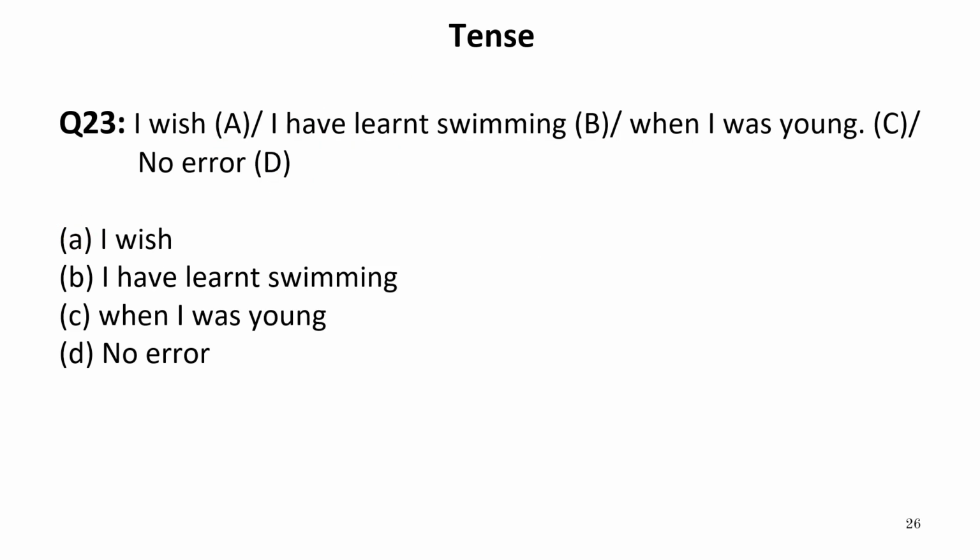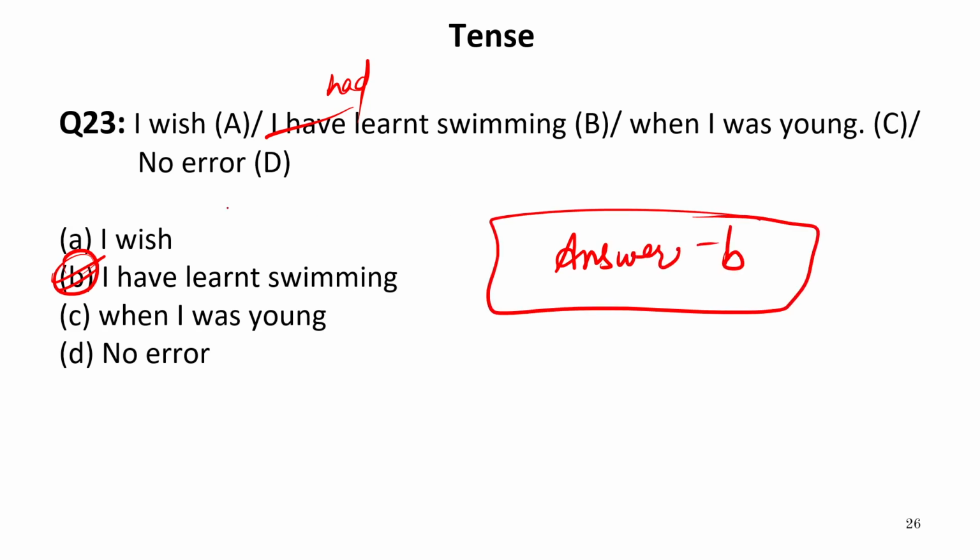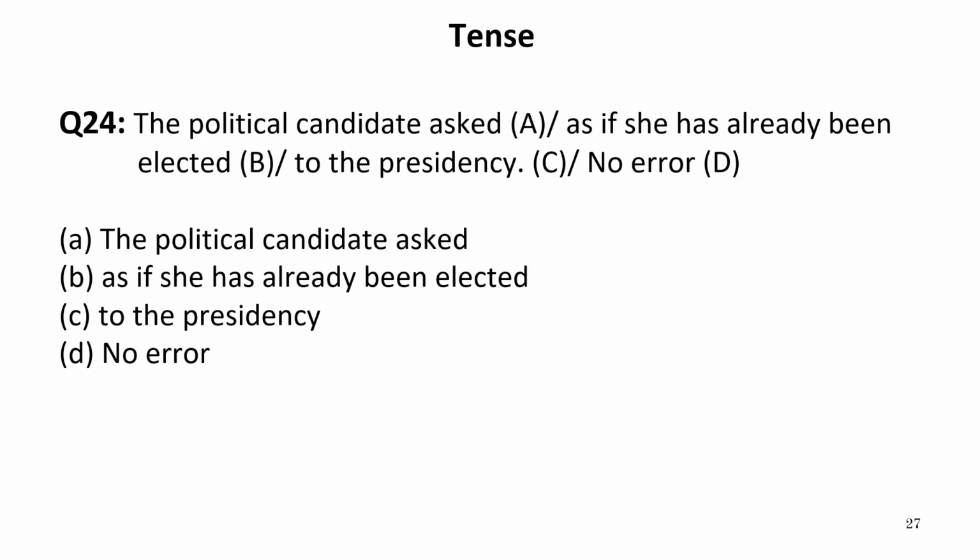I wish I have learnt swimming when I was young. As I have already told you, when the conditions are impossible or when I wish has been used in the sentence, or as if has been used in the sentence, in that case, we always use past plural form of verb. Therefore, this have should be replaced with had. So the error is in part B. So our answer is B and the correct sentence will be, I wish I had learnt swimming when I was young. Now let us move to the next one.